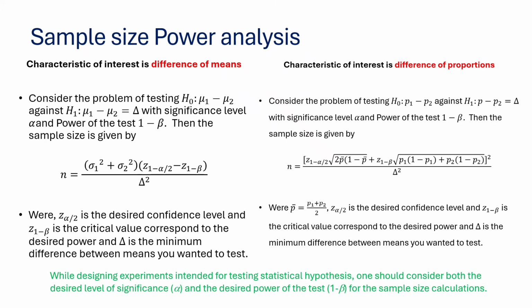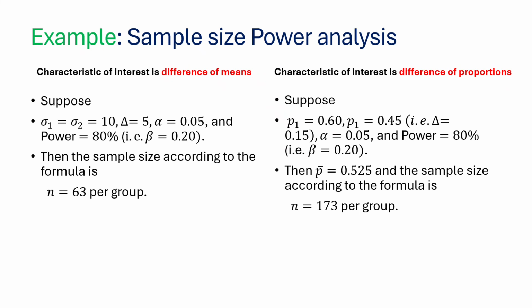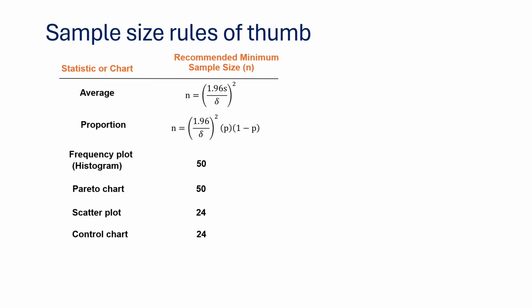That's very, very important. So alpha is your probability of type 1 error and beta is your probability of type 2 error. Here are examples based on both difference of means and difference of proportions. For various choices, you can get the sample size calculations. You can fix either alpha, sometimes you can fix beta, or you can fix both alpha and beta together also, and you can get the value.